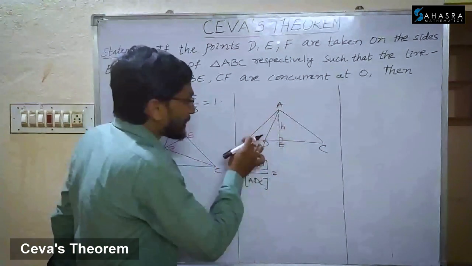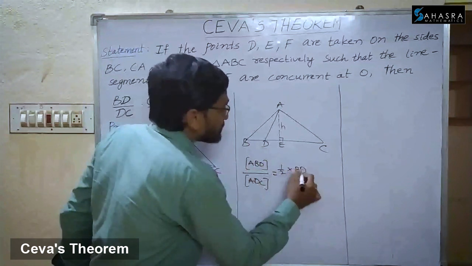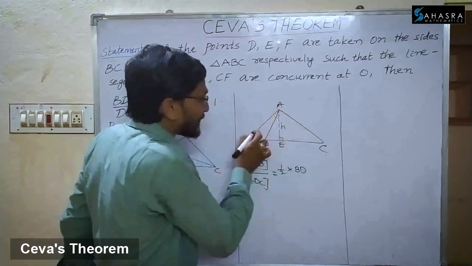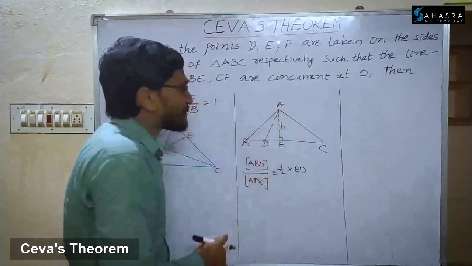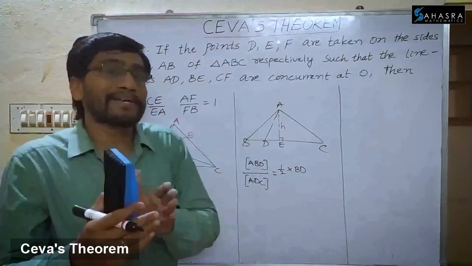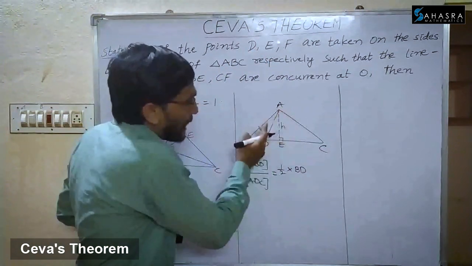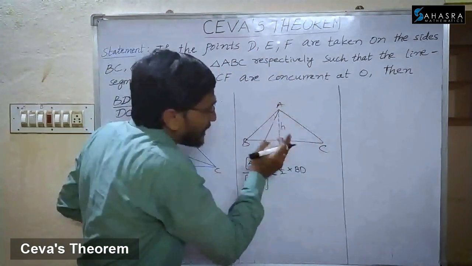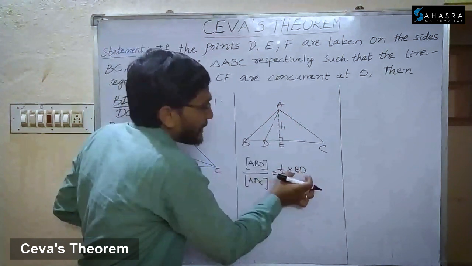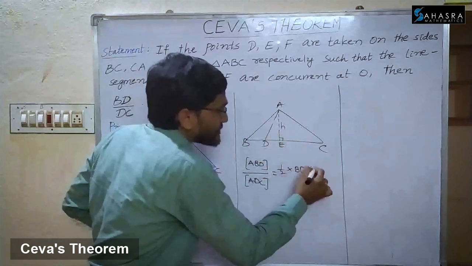So the area of triangle ABD is half into, what is the base? BD. So if you observe, ABD is which type of triangle? It is an obtuse angle triangle. In an obtuse angle triangle, the altitude lies outside the triangle. So in triangle ABD, the altitude lies outside the triangle. So half into base BD, height is nothing but AE. AE is nothing but H.